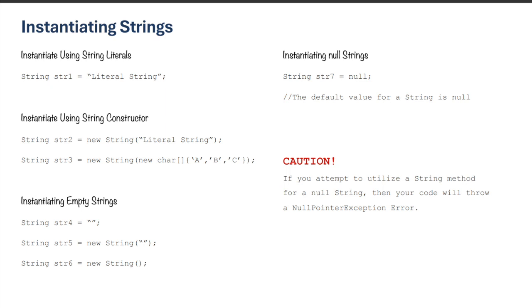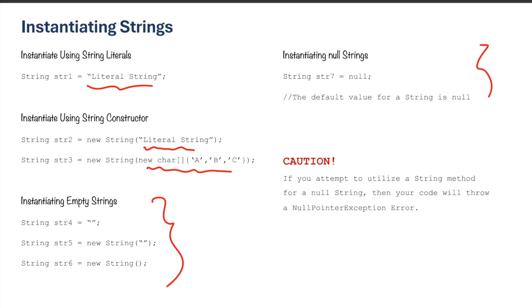So here we have some examples of instantiating strings. You can start with the most common one, which is to set a string equal to a literal string. Or you can use a string constructor, which accepts literal strings, or an array of characters. And then you have three different ways you can set up empty strings. You can also initialize a string to store null, and null is the default stored for a string object.